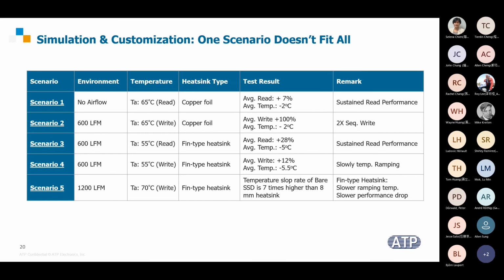I would like to highlight that it's not just only seeing the reduce of the composite temperature. We also value the temperature slope rate of bare SSD and with the heatsink. So I believe that it shows that we are able to do a lot of customization, and we would like to do more experiments with our customers. Welcome to discuss your scenarios and build optimized thermal solution with ATP.